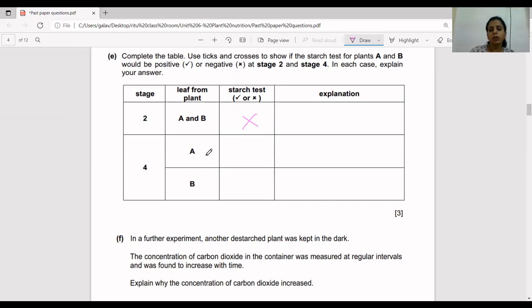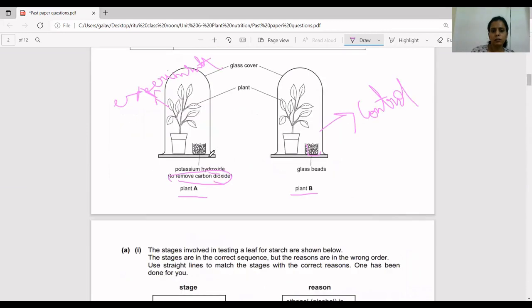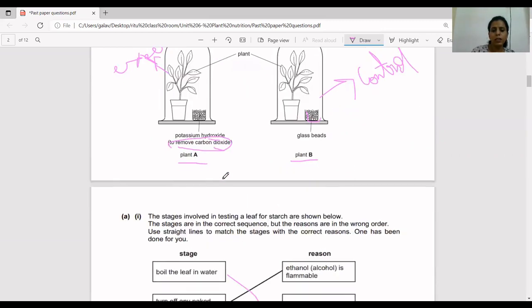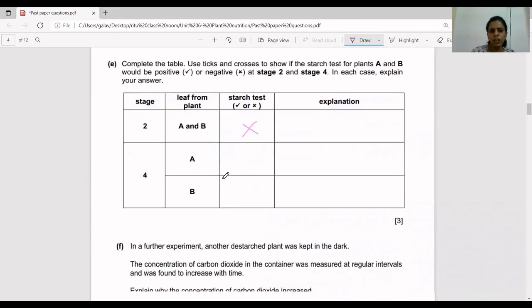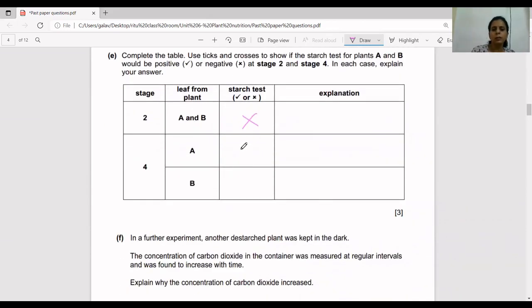But when we talk about stage 4, it means after the plants were kept inside the glass cover. Okay, so when we talk about plant A, here we had potassium hydroxide beads and here we had glass beads. So these potassium hydroxide beads have completely absorbed carbon dioxide gas from the air. So no photosynthesis took place in plant A. But in plant B, as it was the control plant, all necessary conditions were provided. So the photosynthesis process could easily take place. So A will give you a negative test for starch and B will give you a positive test for starch.